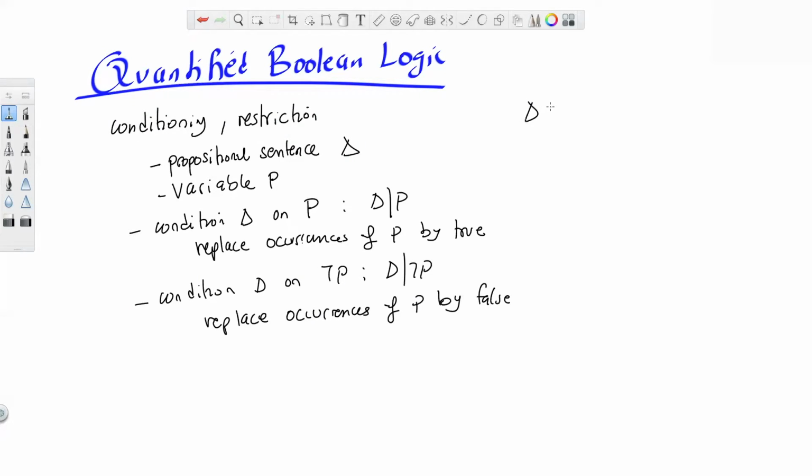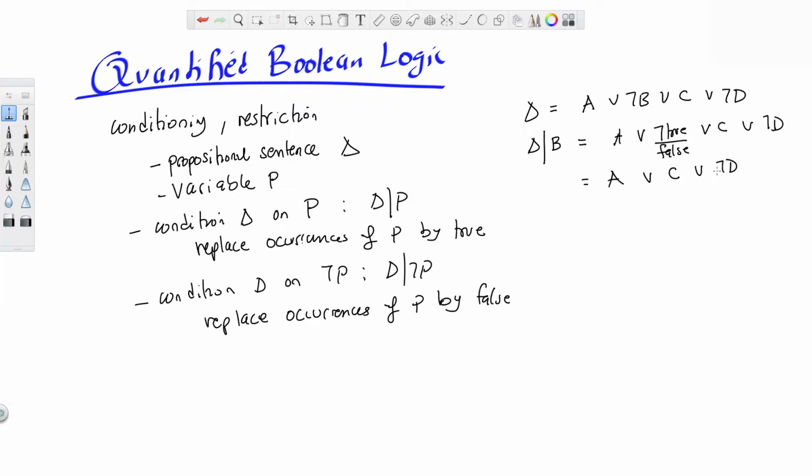So if this guy was, let's say, a simple clause, which is A or not B or C or not D, and then I want to go ahead and condition this guy on B, then in this case, I will get A or not true or C or not D, right? So this guy here is false, and then this simply will simplify to A or C or not D, all right? So what you can see here now, B is no longer there. I basically know its value. I'm declaring its value to be true, and I'm doing the substitution.